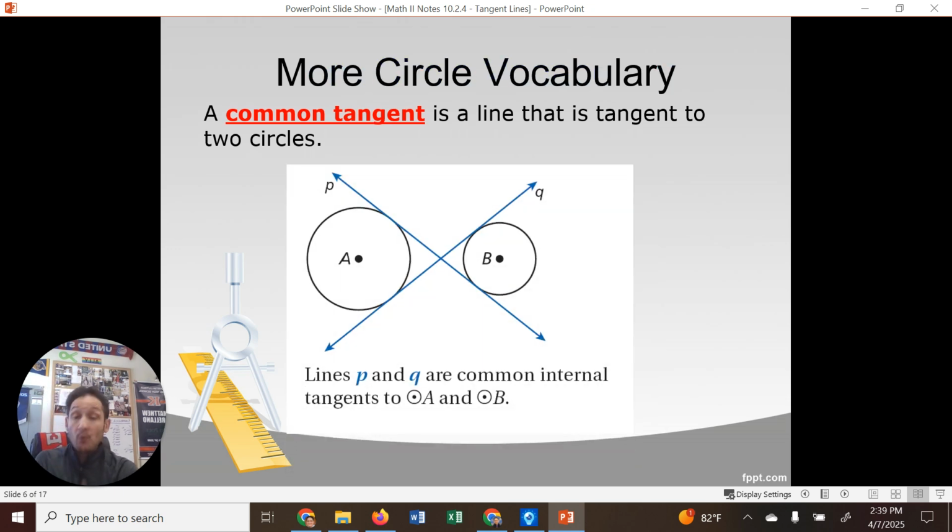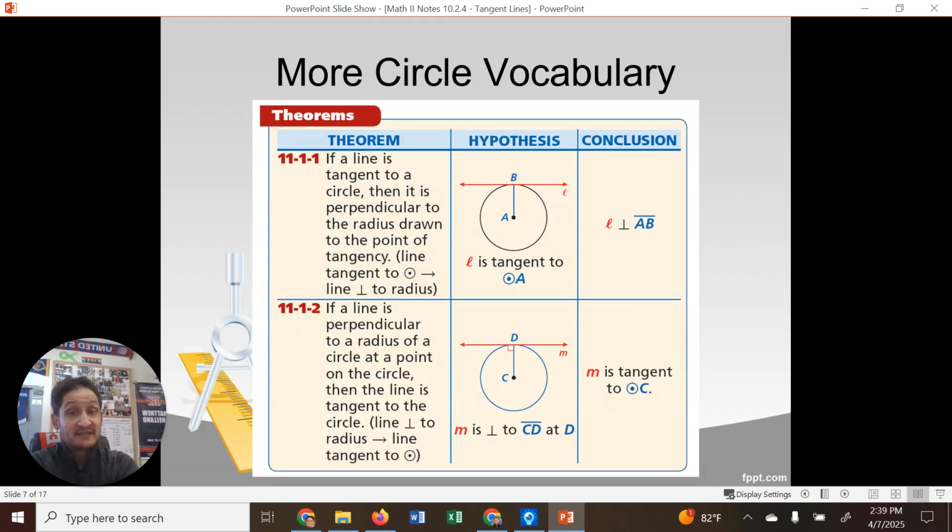But what we're going to focus on, the math that we really care about, is our basic theorems, which are fairly straightforward. It's really just this. If you've got a tangent to a circle, it's going to be perpendicular to the radius drawn to the point of tangency. A tangent makes a right angle to the center. How about that? Right angle. You see a tangent, it's probably going to make a right angle.